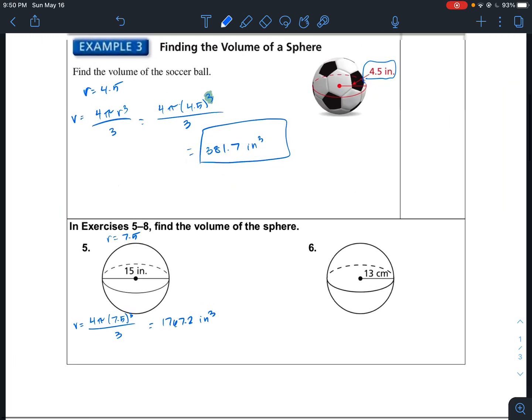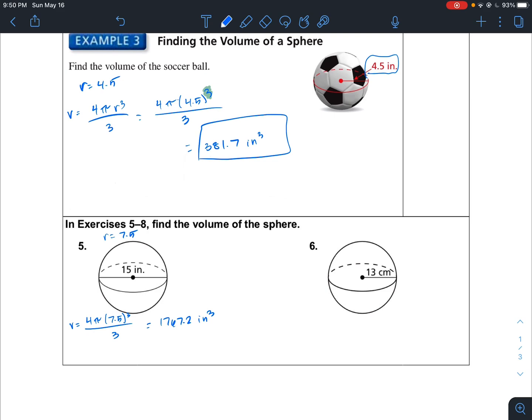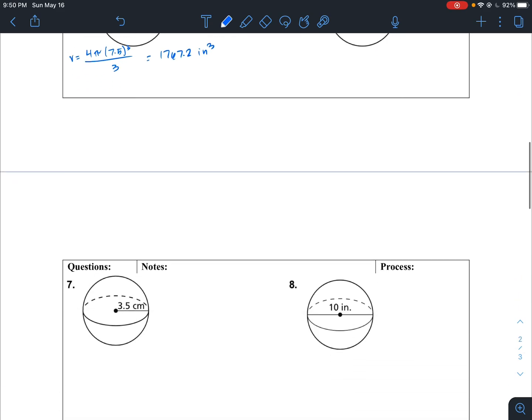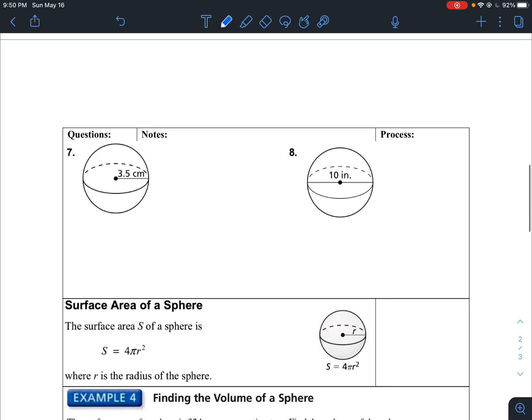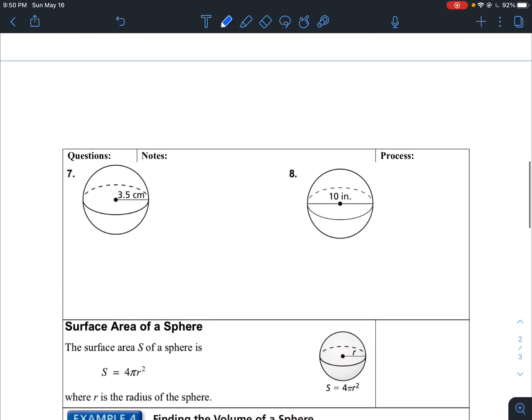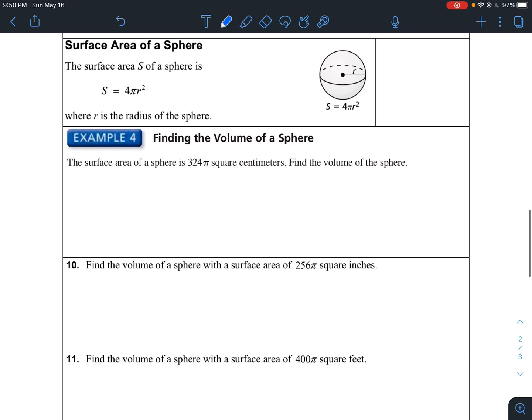Okay, and then you can go ahead and try number 6. Really not too difficult right there. And honestly, you can try the rest of these. Really, that's pretty much what the whole lesson is right there. But yeah, you can do those.